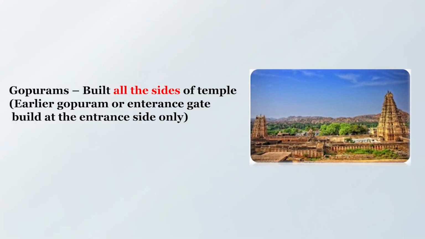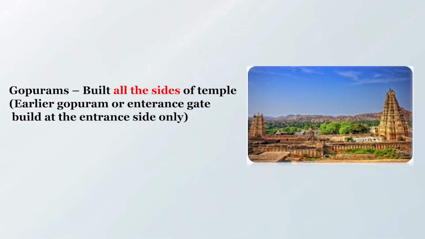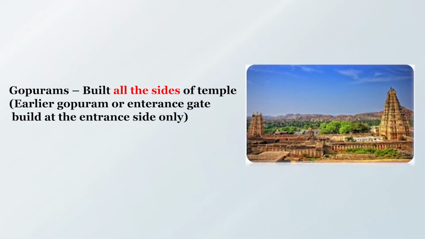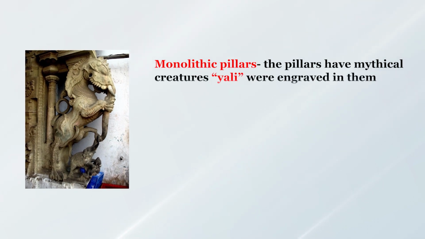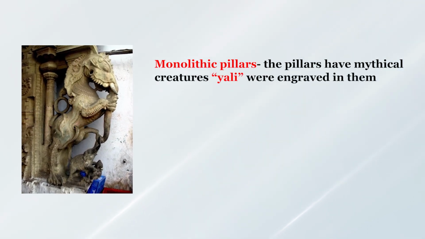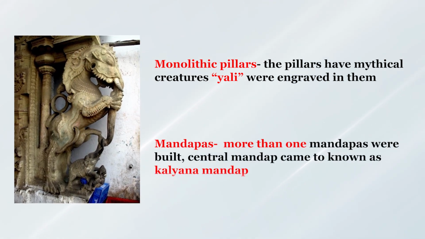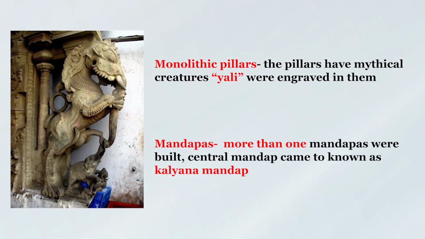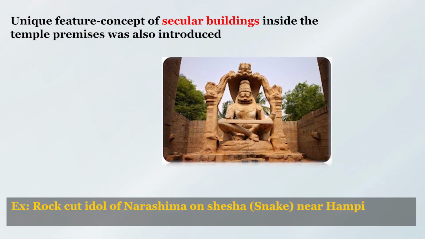The second and important feature of Vijayanagara is the Gopuram. The Gopurams were built on all sides of the temples. Earlier, the Gopuram or entrance gate was built only on the entrance side. The next important feature is the monolithic pillars. Mythical creatures called Yali were engraved on the pillars. More than one mandapa was built, and the central mandapa came to be known as the Kalyana Mandapa. The main and unique feature of Vijayanagara architecture is that the concept of secular buildings inside the temple premises was also introduced.